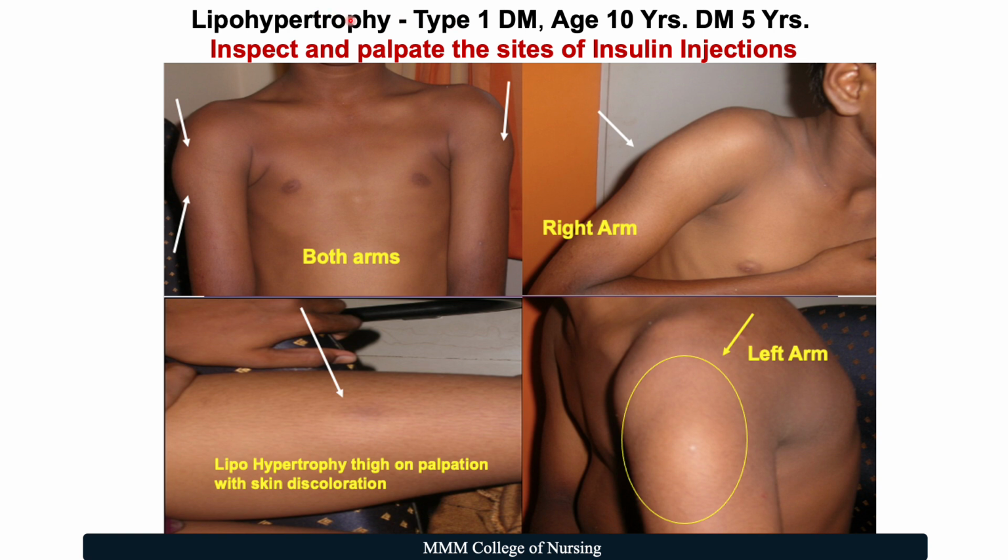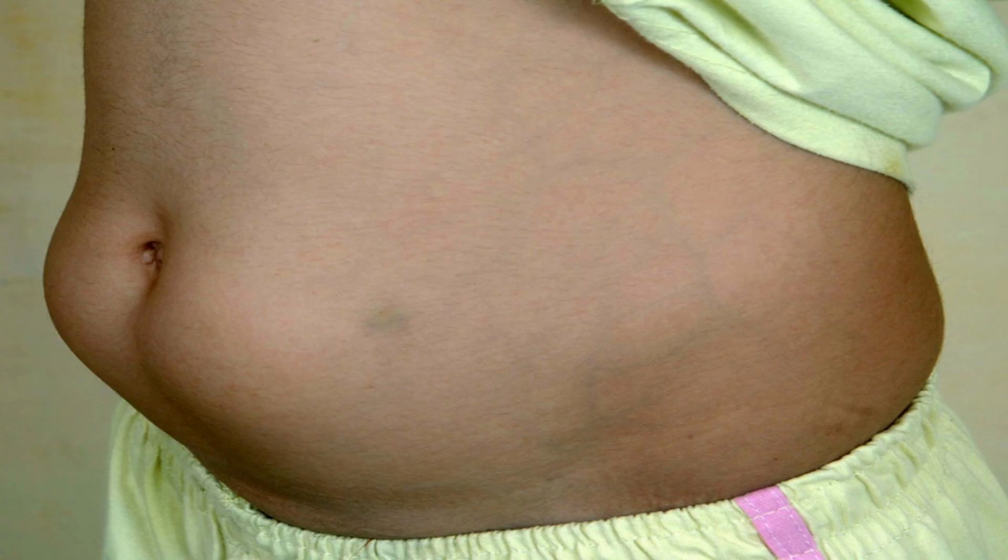This is a case of lipohypertrophy in a type 1 diabetes mellitus patient who is 10 years old and who has had it for 5 years. So it is necessary to inspect and palpate the site. In the arms, both right and left, we can see the visual bump, whereas in the thigh, on palpation it can be felt and you can notice the skin discoloration. This picture shows classical lipohypertrophy.